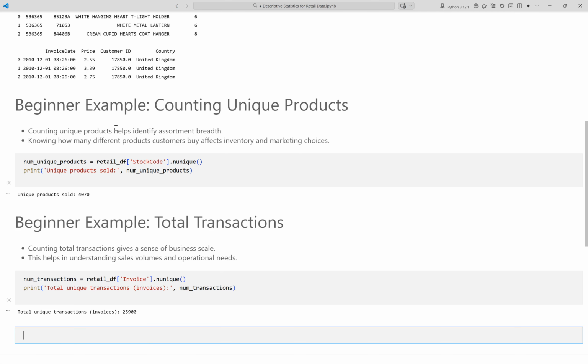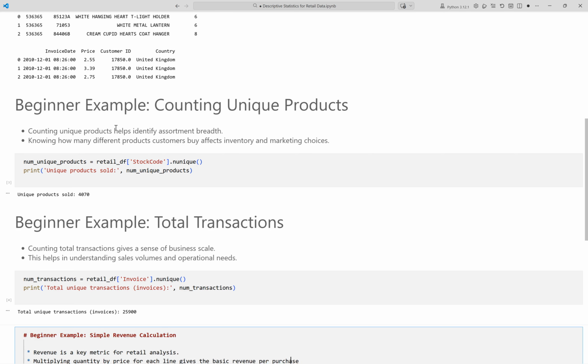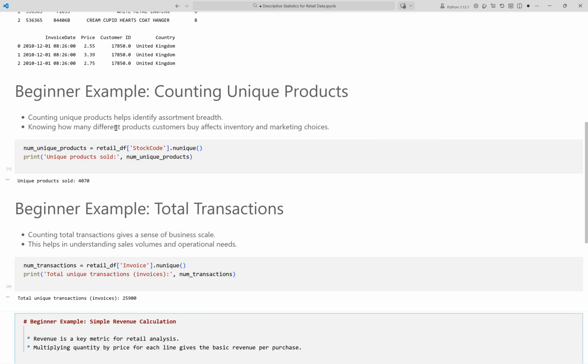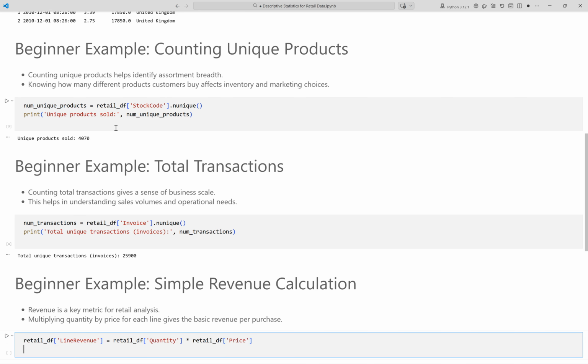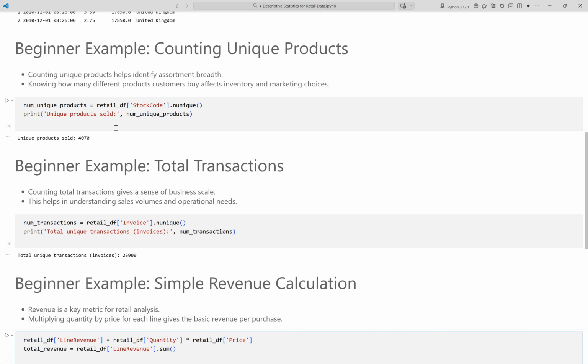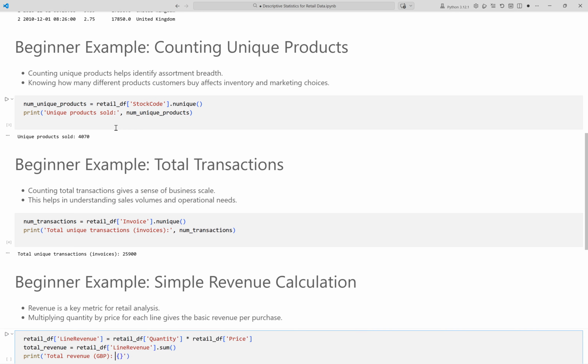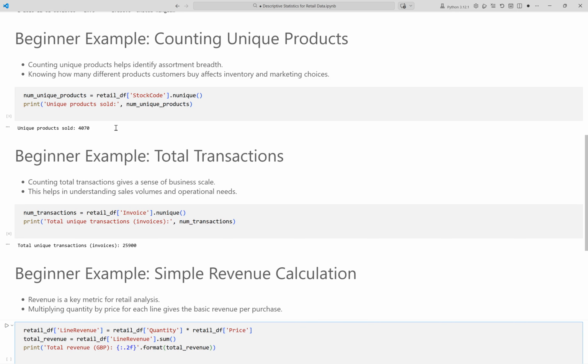Beginner example, simple revenue calculation. Revenue is a key metric for retail analysis. Multiplying quantity by price for each line gives the basic revenue per purchase. Running the cell now. We create a new column for revenue per line by multiplying quantity and price. We sum all line revenues to get the total revenue. We print the total revenue, rounded to 2 decimal places.